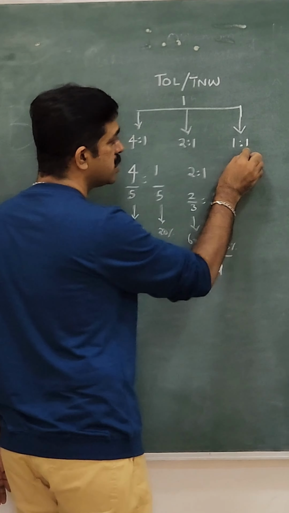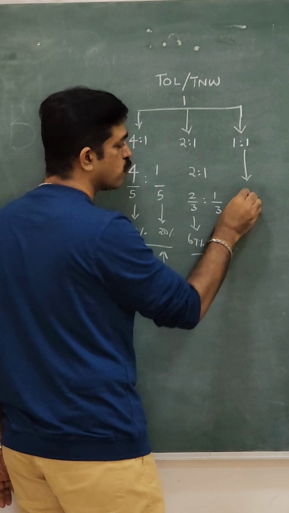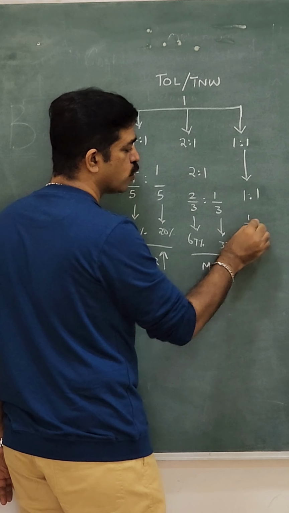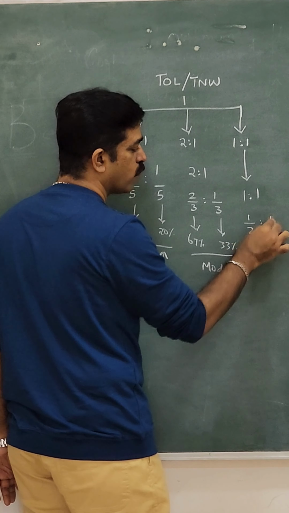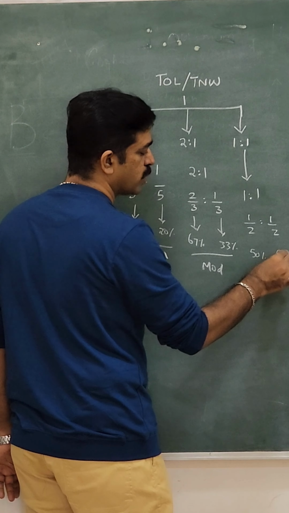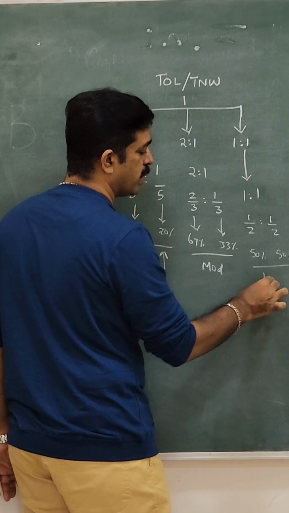And if you look at this case, 1:1, it means 1 rupee is the debt and 1 rupee is the equity. So total is 2. So 1 on 2 is the debt and 1 on 2 is the equity. So it is 50-50%. So here the financial risk is very less.